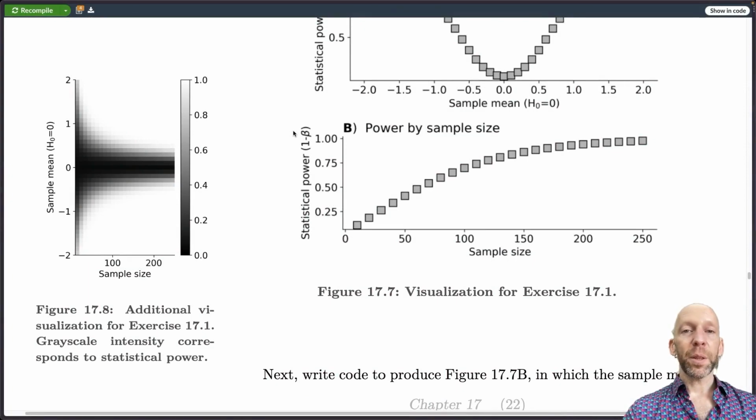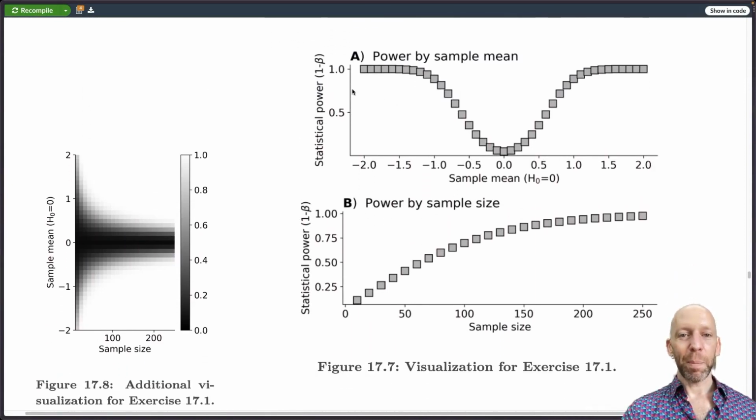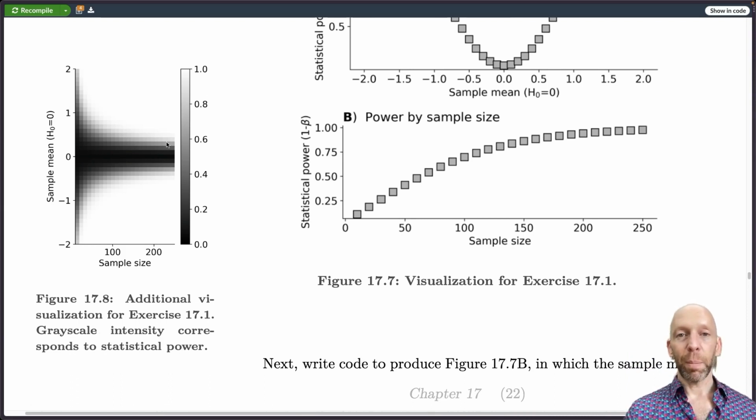Now for the third part of this exercise, basically here in panels A and B, we computed the power by holding constant all of the variables except for one and only varying one variable. So either the sample mean or the sample size. Now the third part is basically to combine these two to produce this image here.